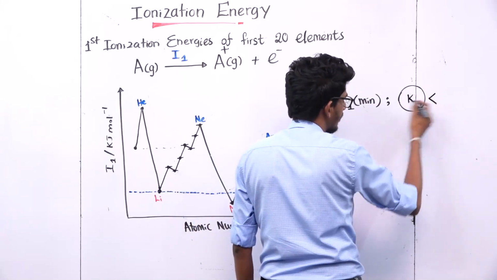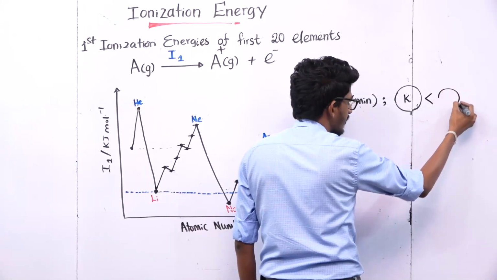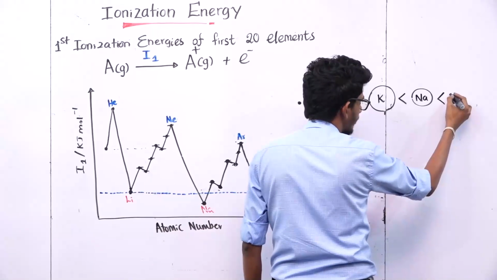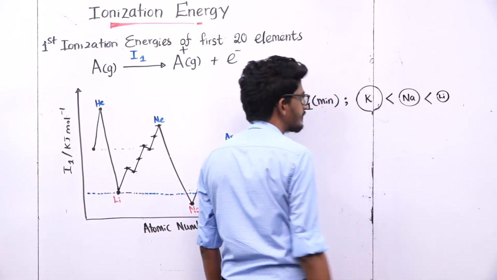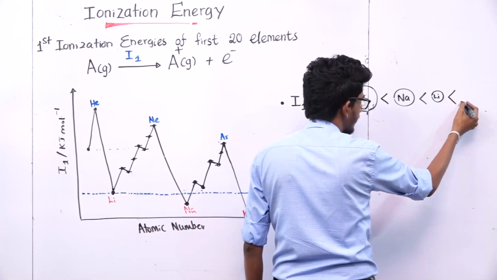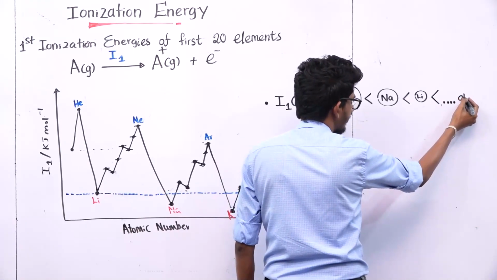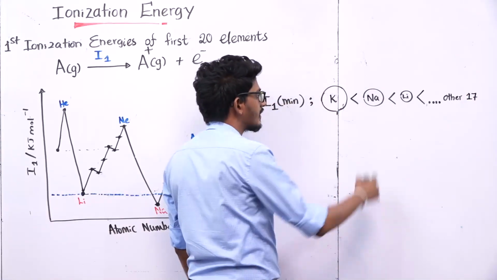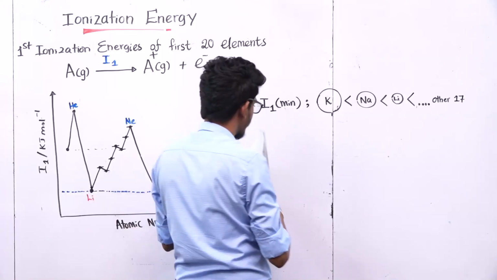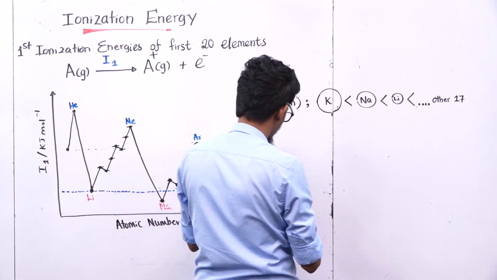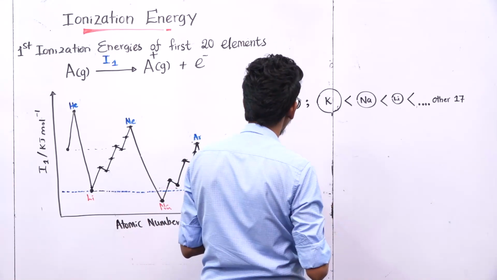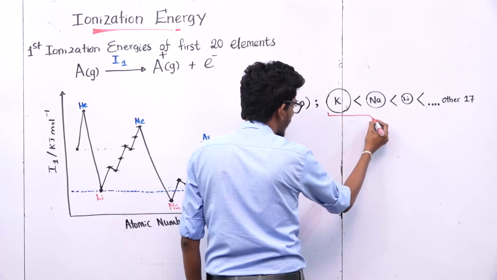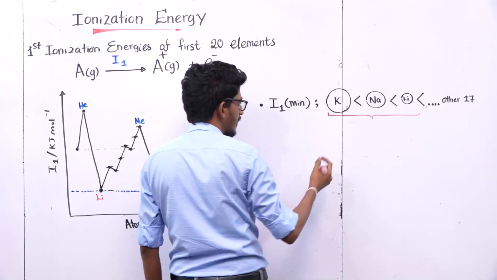It is the smallest, then you have sodium, then you have lithium. All other 17 elements are with greater values than these three group 1 elements. So group 1 elements come up with the smallest I1 values.